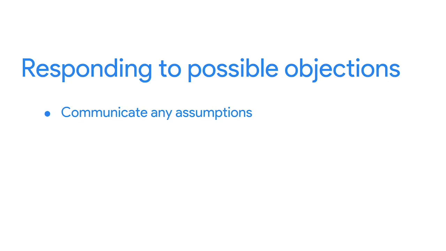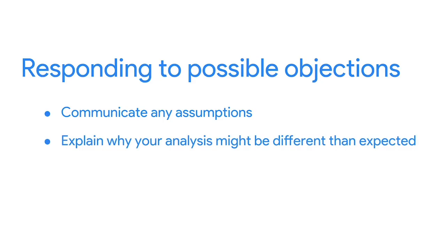First, it can be useful to communicate any assumptions about the data, your analysis, or your findings that might help answer their questions. For example, did your team clean and format your data before analysis? Telling your audience that can clear up any doubts they might have. Second, explain why your analysis might be different than expected. Walk your audience through the variables that change the outcomes to help them understand how you got there.